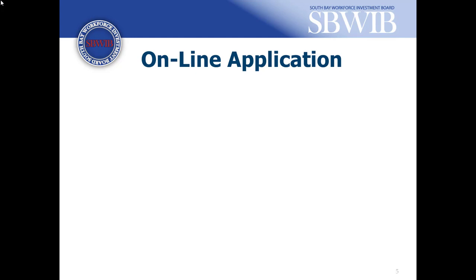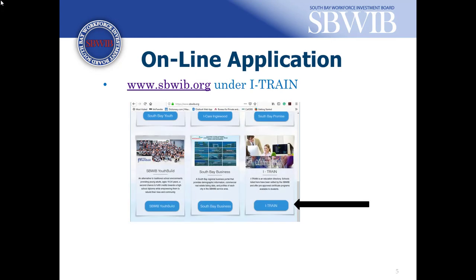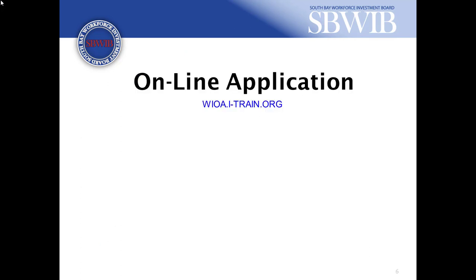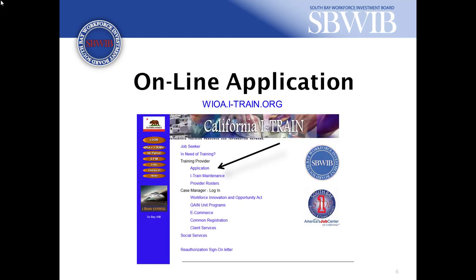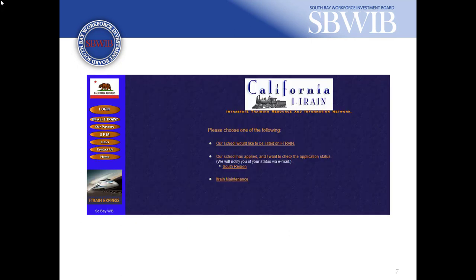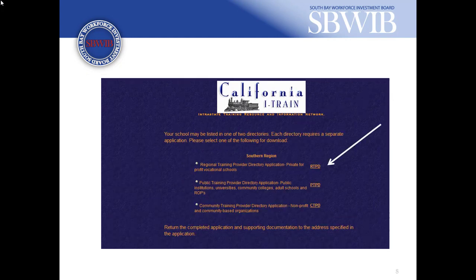The online application can be accessed either by going to www.sbwib.org under iTrain or directly under wioa.i-train.org. Once on the website, click on Application, click on Our School Would Like to Be Listed on iTrain, and then select the link according to your organization type.